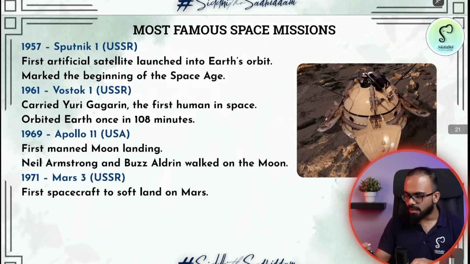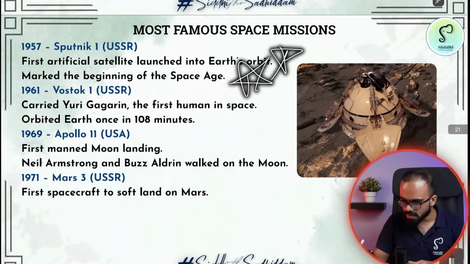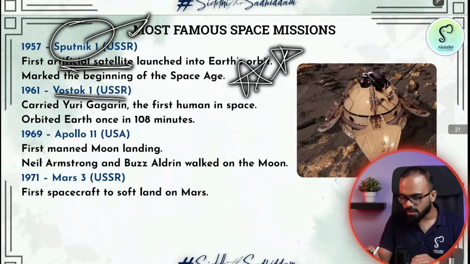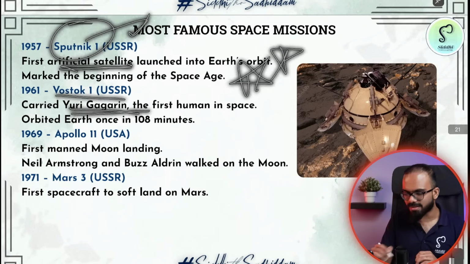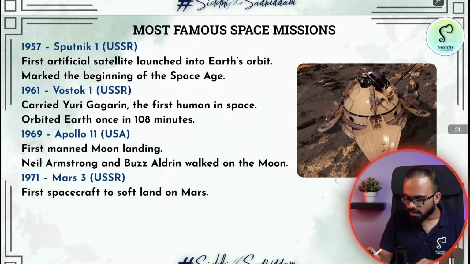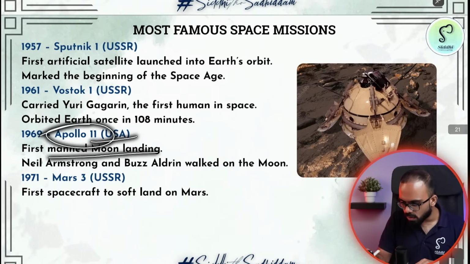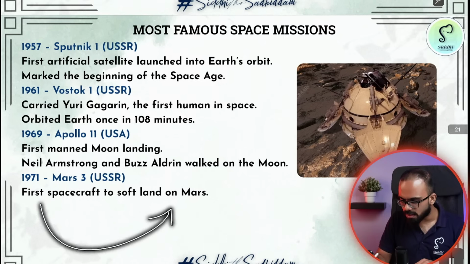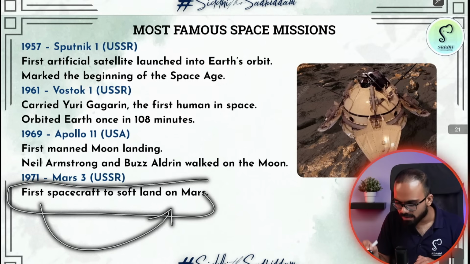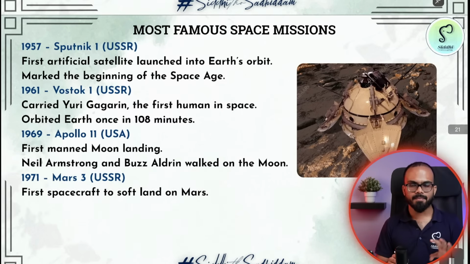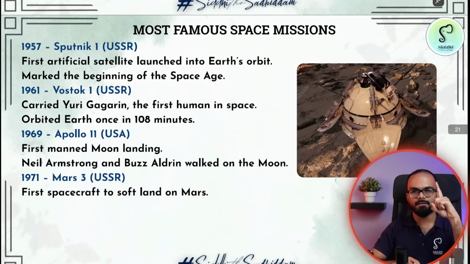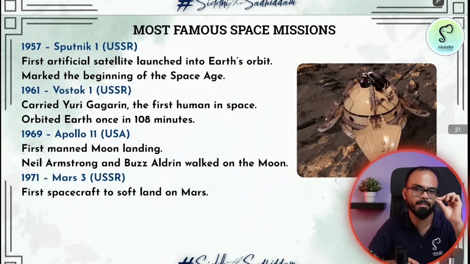From this slide, you need to make notes. Sputnik, the first artificial satellite, by USSR. Vostok, which carried Yuri Gagarin, a human space mission. Then Apollo, the US moon landing mission. Then the USSR did the first spacecraft landing on Mars in 1971. Landing on Mars is very difficult. The reason is, one, Mars has a very, very thin atmosphere.